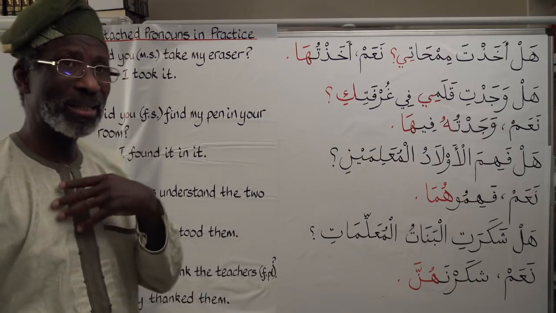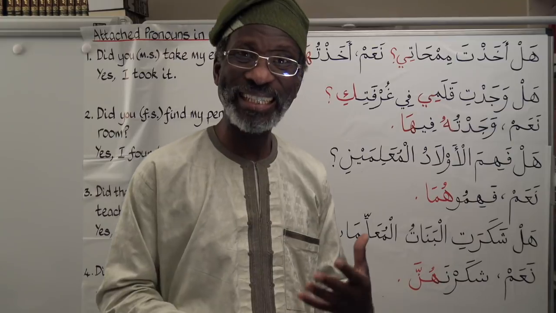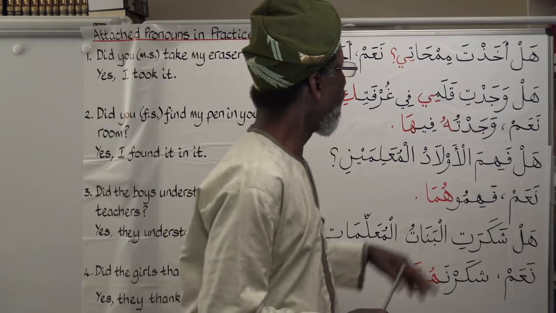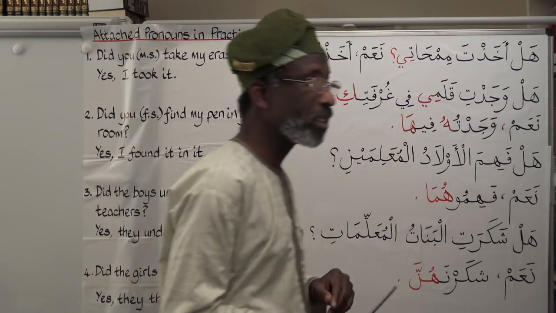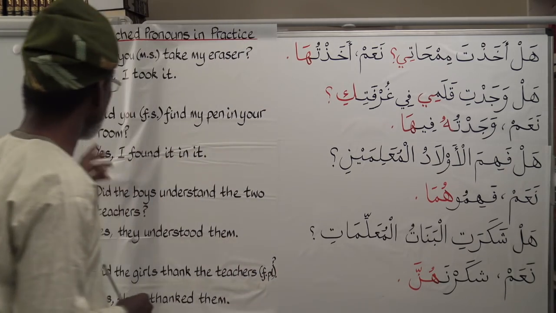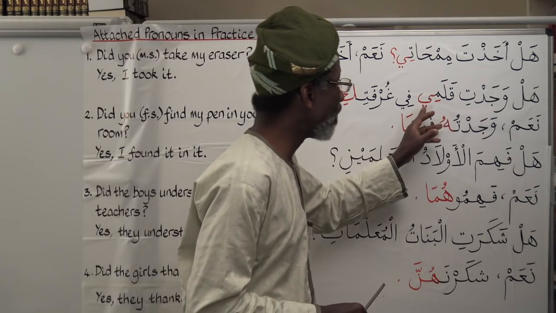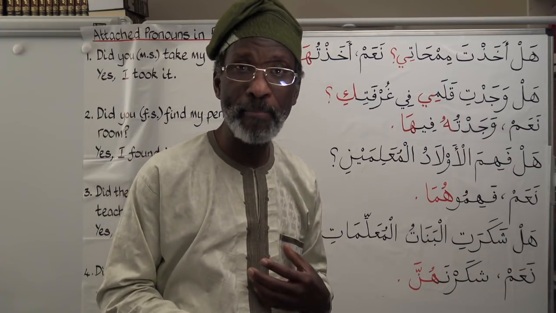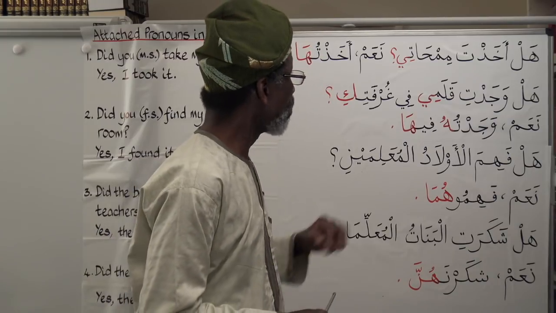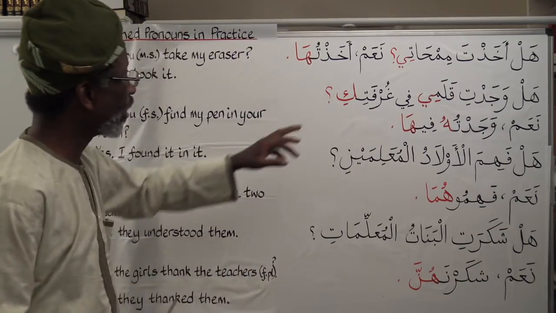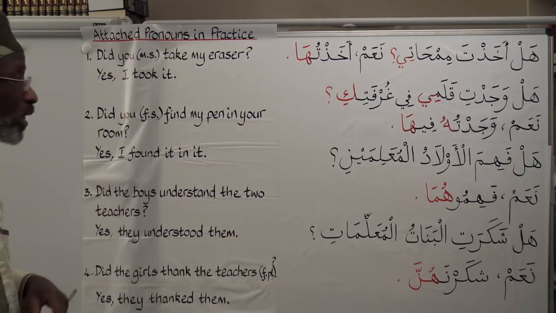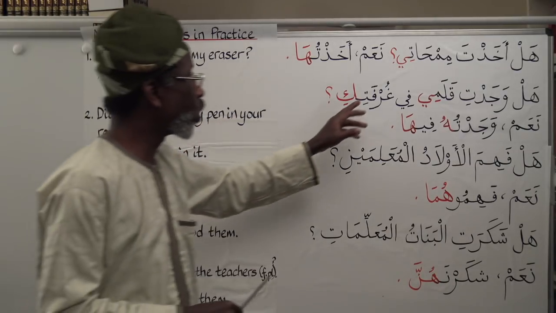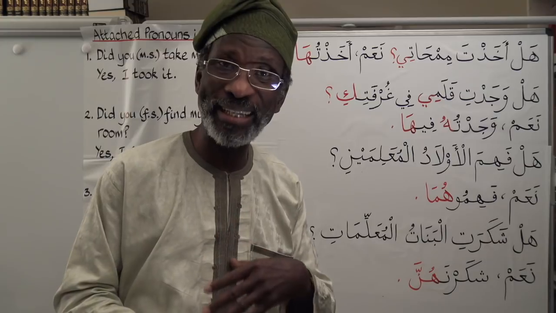Next one. Did you, this time we're speaking to feminine singular. We use the same hal to ask a question. That doesn't change. هل وجدت قلمي؟ Did you find قلمي, my pen? قلم is a pen. قلمي, my pen. That says ya mutakallim. في غرفتك. Now we add the kasra ending because we are speaking to a female singular. Did you find my pen in your room? غرفة is a room. We say في غرفتك.